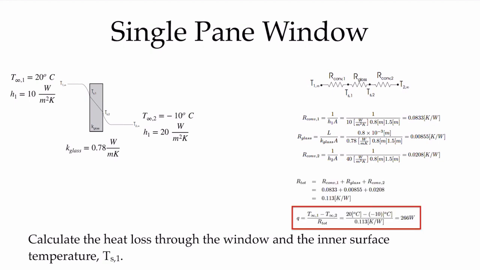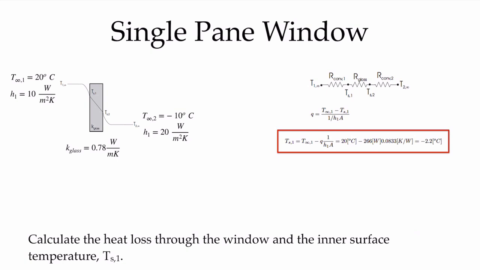Combine those into a total resistance. We add them up because they're in series. And simply divide the temperature difference between the inside and the outside by the total resistance in order to see that this window with a single pane of glass is losing 266 watts under these conditions.